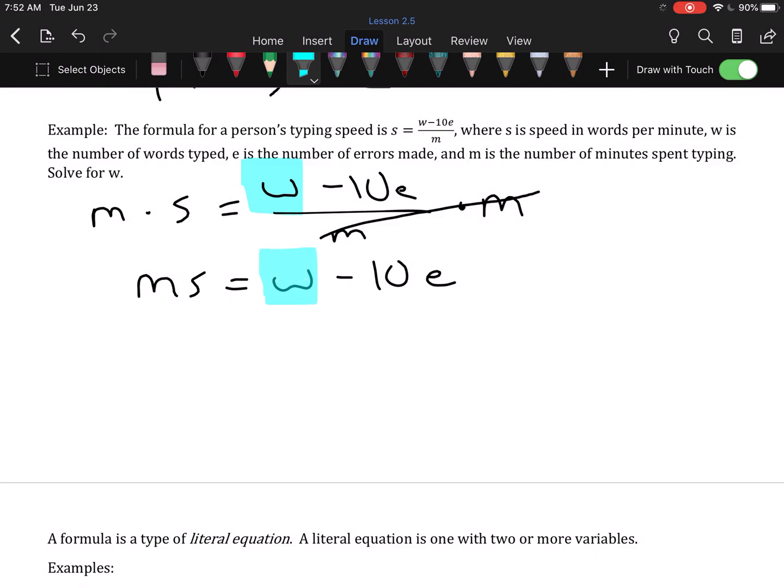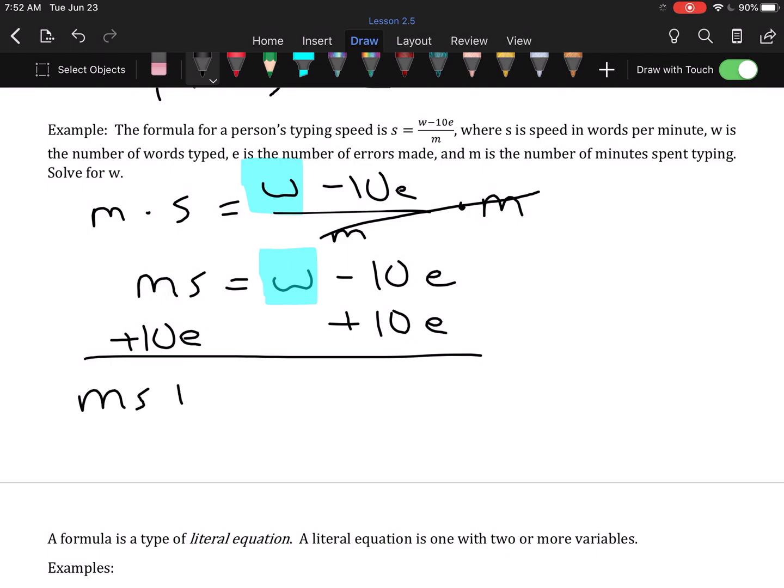Again, w is in the isolation box. It wants to be alone, so this minus 10e has to move. Since it's a negative value, we will add it to both sides. ms and 10e are not like terms, so when you say ms plus 10e, that's all you can write it as, ms plus 10e. And w is by itself. We have solved for w. We did it.